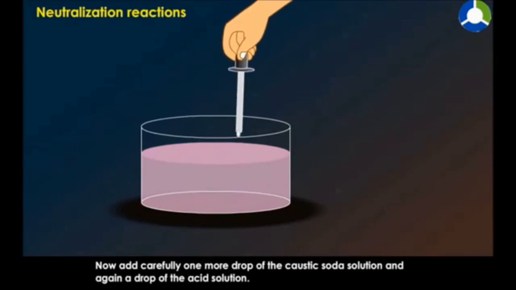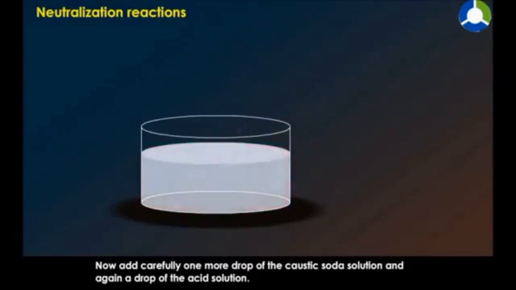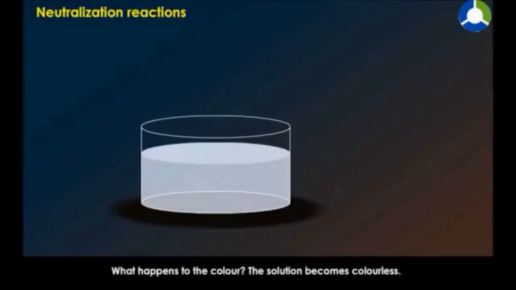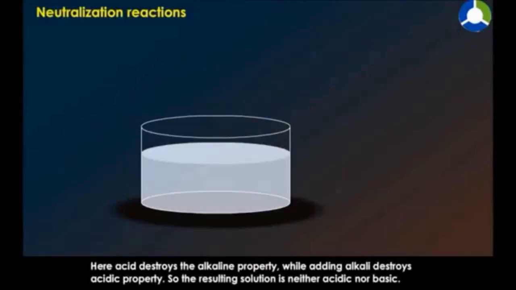Now add carefully one more drop of caustic soda solution and again a drop of acid solution. What happened to the color? The solution becomes colorless. Here, while adding acid, the alkaline property is destroyed. Otherwise, while adding alkali, the acidic property is destroyed.